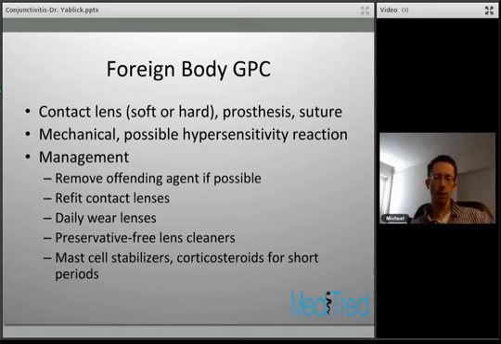Sometimes the cleaner can be to blame for this condition, and so if you're able to switch to a preservative-free lens cleaner, that would be preferred. And if none of these things works, you can actually use mast cell stabilizers or corticosteroids for the short term in order to help this condition resolve.